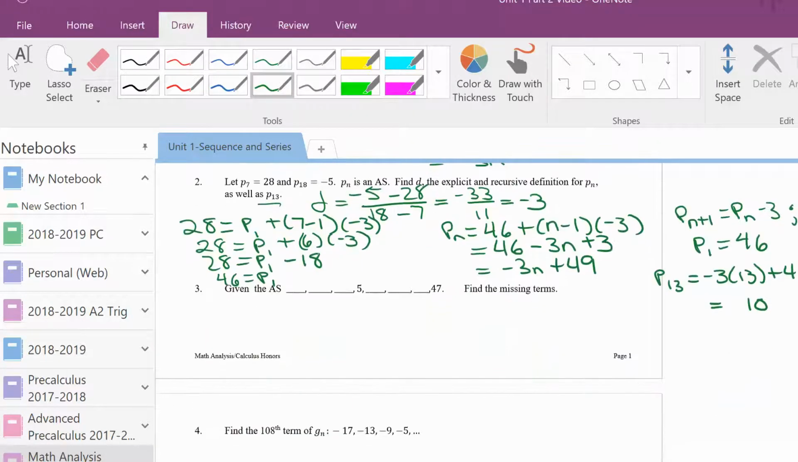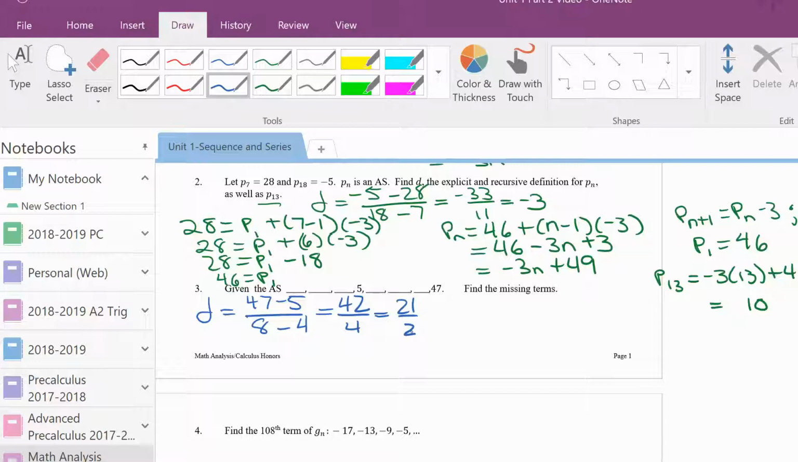The next question says you're given the arithmetic sequence and you want to find the missing spaces. Well, first let's find the difference. So we'll take 47 minus 5. Now 47 is the 1, 2, 3, 4, 5, 6, 7, 8th term. 5 is the 4th term. So we go 42 over 4, which reduces to 21 over 2.